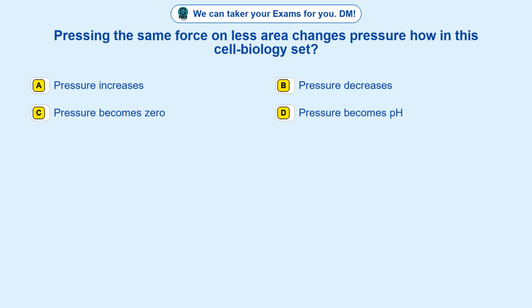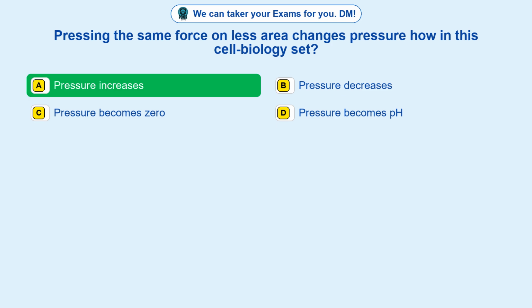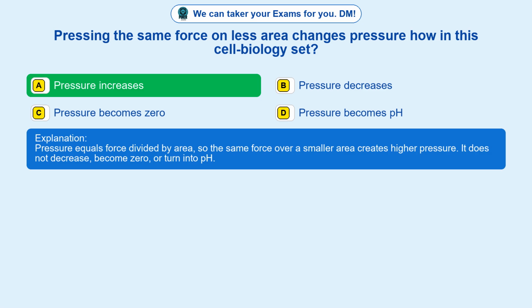Question 79. Pressing the same force on less area changes pressure how in this cell biology set? Option A, pressure increases. Option B, pressure decreases. Option C, pressure becomes zero. Option D, pressure becomes pH. The correct answer is option A. Pressure increases. Pressure equals force divided by area, so the same force over a smaller area creates higher pressure. It does not decrease, become zero, or turn into pH.